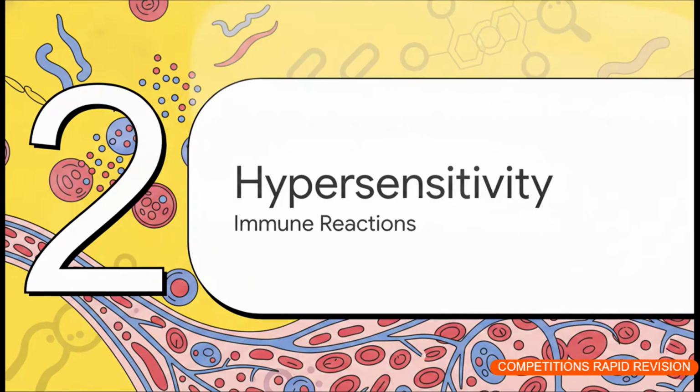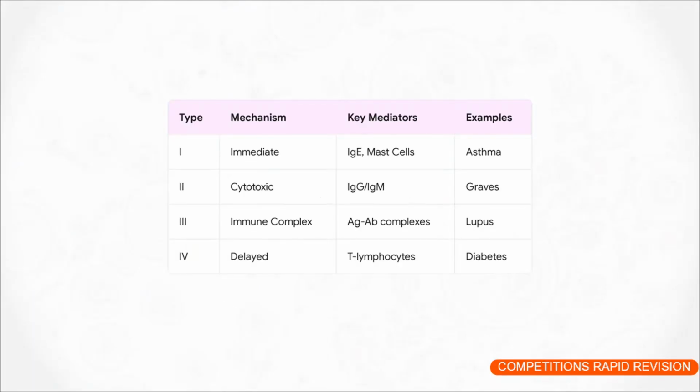All right, shifting gears from cellular death to how our immune system can actually turn against us and cause tissue injury. Section 2, mastering hypersensitivity reactions. Look, I need you to take a mental screenshot of this Gell and Coombs classification right now. It is incredibly high yield. Type 1 is your classic immediate allergy. It's driven by IgE, mast cells, and histamine. Think anaphylaxis or asthma. Moving on to type 2, this is cytotoxic.